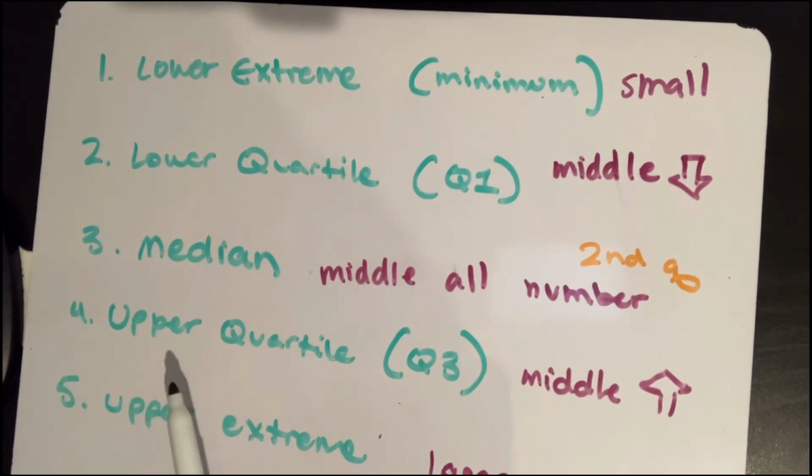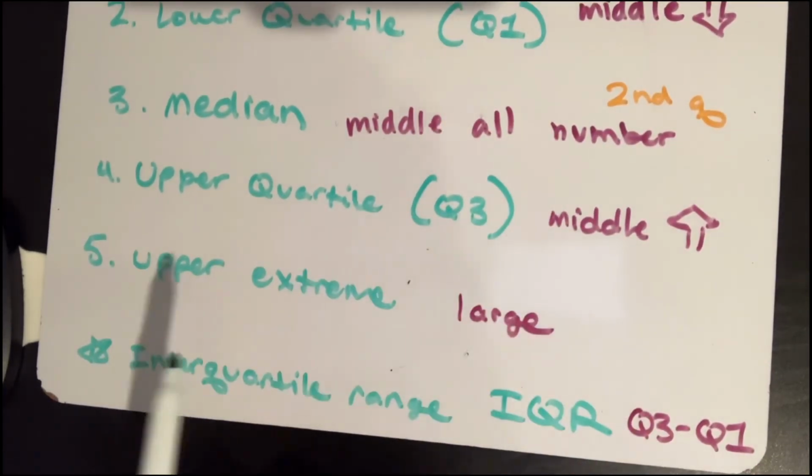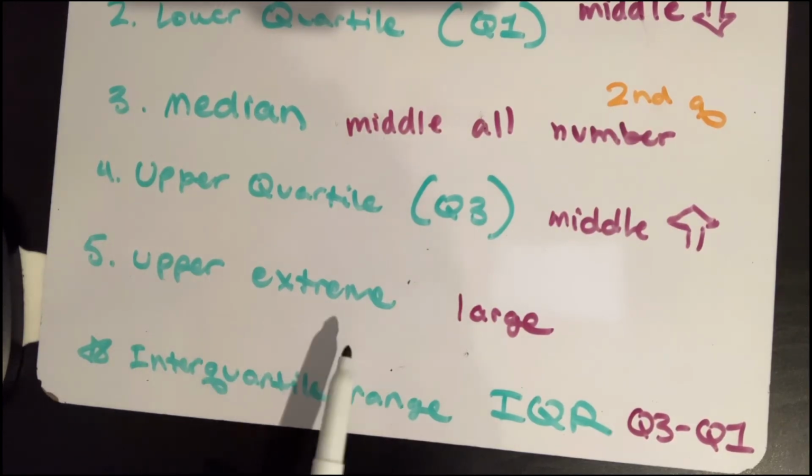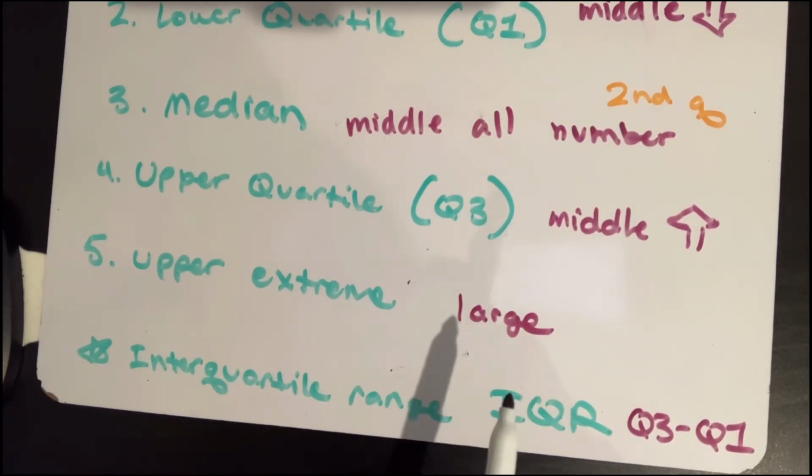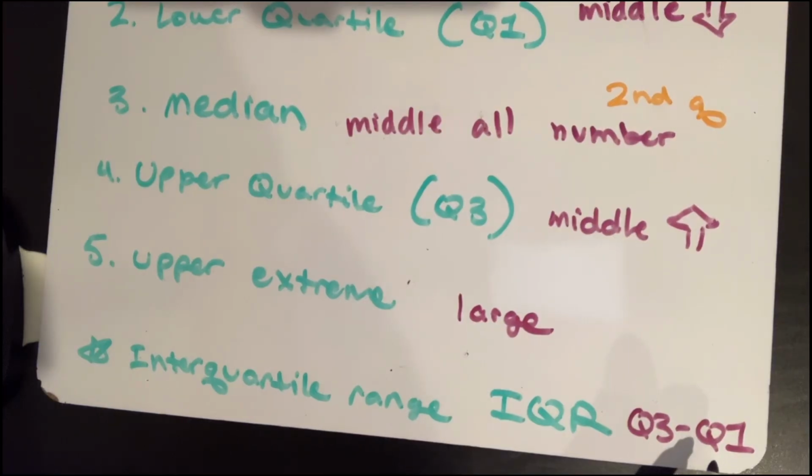Number 4, upper quartile, which is also known as quartile 3, which is the middle of the upper half. Number 5 is the upper extreme, which is the largest number out of the data set. And a bonus is the interquartile range, also known as IQR, which is quartile 1 subtracted from quartile 3.